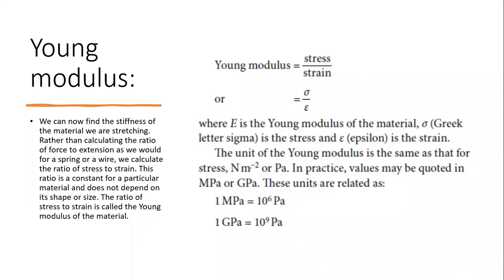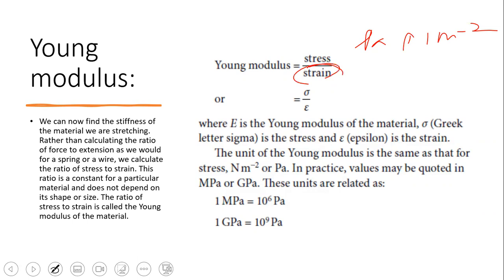Now, when we talk about our Young modulus, the unit of Young modulus is the same as stress. So the unit of stress was Pascal or Newton per meter square. So it's going to be the same. Strain has no unit. So the unit of Young modulus is the same as the unit of stress. And Young modulus is going to be stress upon strain.